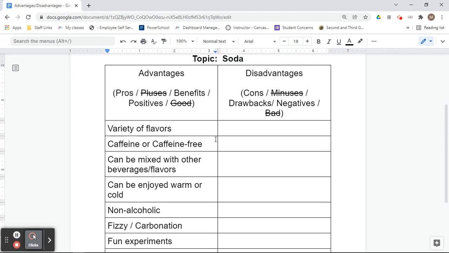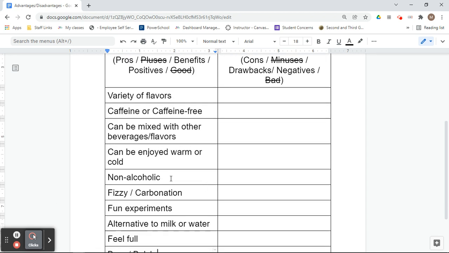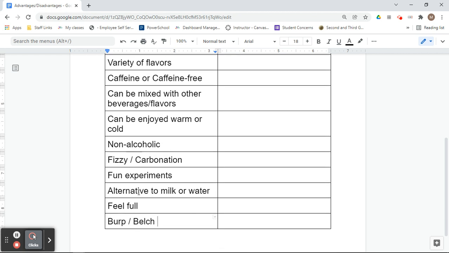Going over again the advantages of soda. You have a variety of flavors. They can be caffeine or caffeine free, can be mixed with other beverages or flavors, can be enjoyed warm or cold. They're considered non-alcoholic. They're fizzy or have carbonation. You can do fun experiments with sodas. They're an alternative to milk or water. It can make you feel full, and you can use it to burp or belch with.